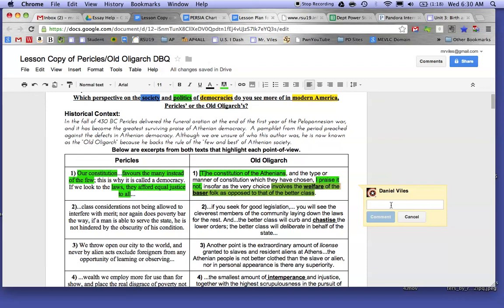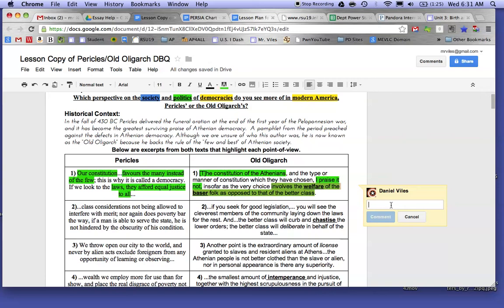Now two vocab words in there from our last vocab quiz. It says involves the welfare of the baser folk. Baser folk, base, the base of something is low. So it says the low folk, the low people. This would be lower classes, right? And it says involves the welfare. When we think welfare today, we think something very specific, government programs, that sort of thing. The word welfare just means it looks out for the good. It looks out for.